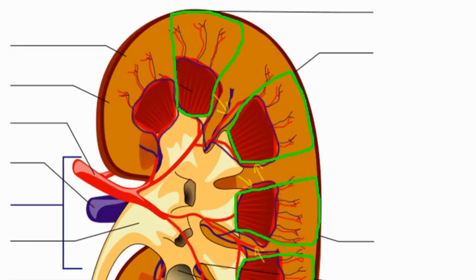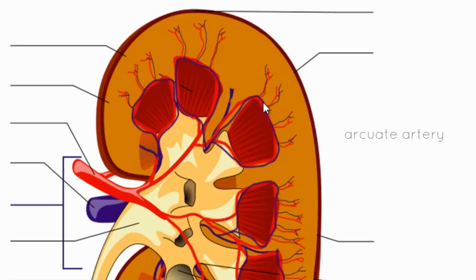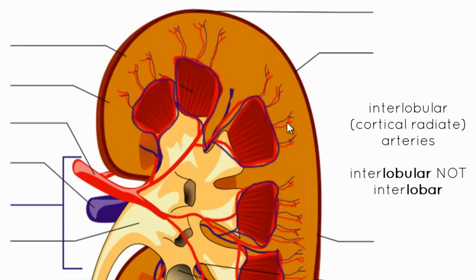So the interlobar arteries come off the segmental arteries. So at the base of the medullary pyramid, the artery curves round, and it's called the arcuate artery. So it kind of arcs around the base of the medullary pyramid. And then coming off at 90 degrees to the arcuate artery, you've got these little extensions that radiate into the cortex. So these arteries are called the interlobular artery.